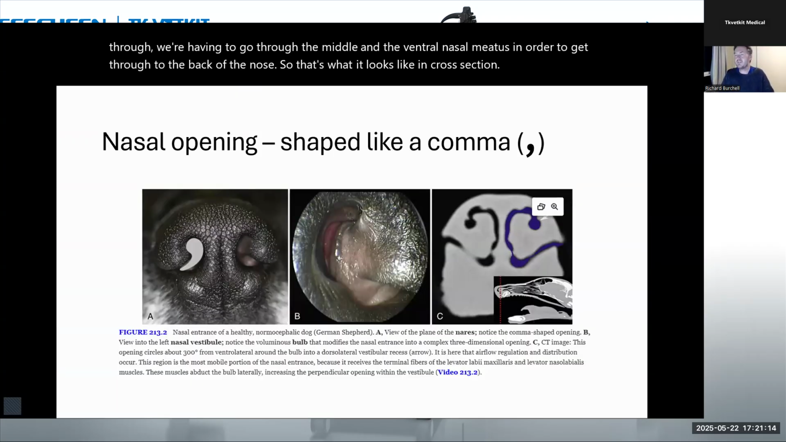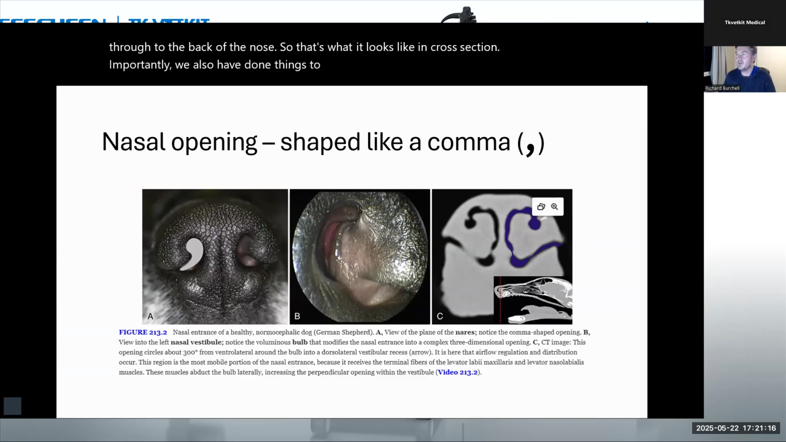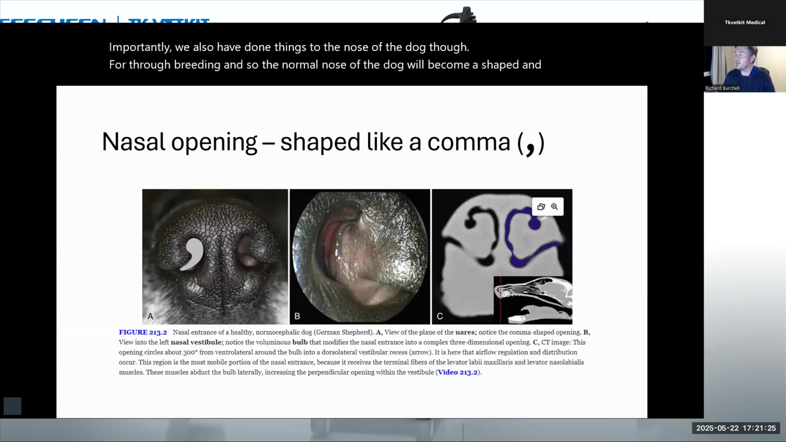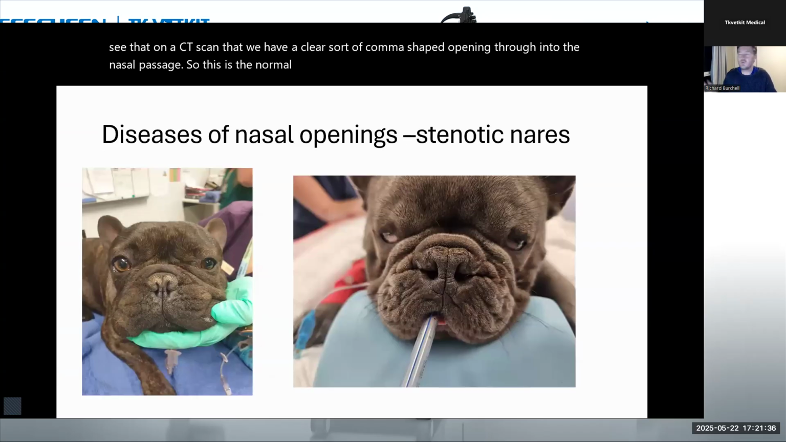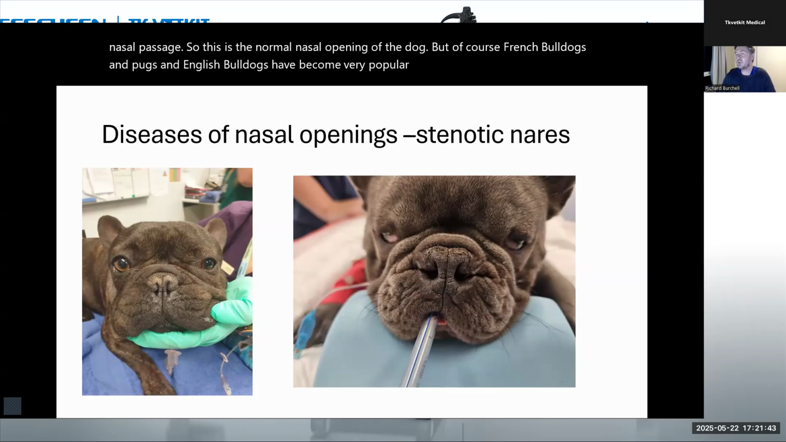Importantly, we also have done things to the nose of the dog, though, through breeding. And so the normal nose of the dog will be comma-shaped. And you can see that on a CT scan that we have a clear sort of comma-shaped opening through into the nasal passage. So this is the normal nasal opening of the dog. But of course, French bulldogs and pugs and English bulldogs have become very popular breeds. And so we commonly will see abnormal nasal openings.